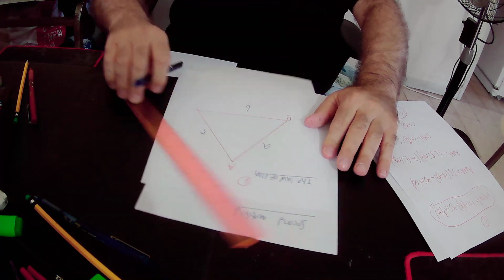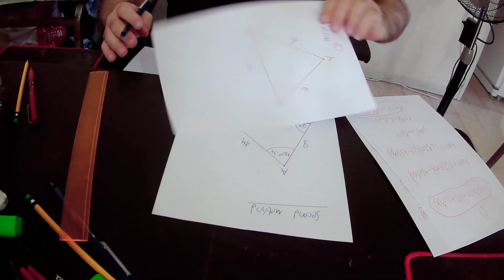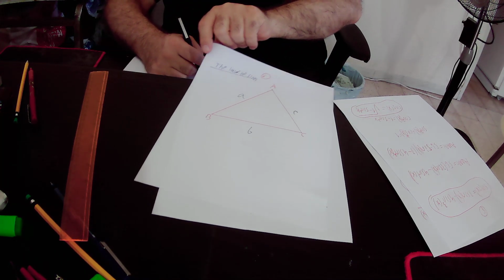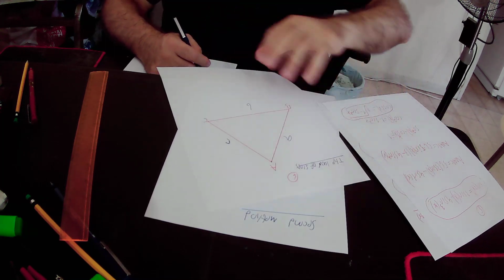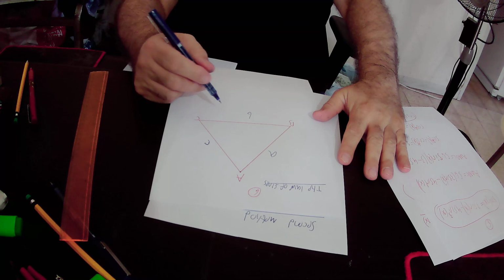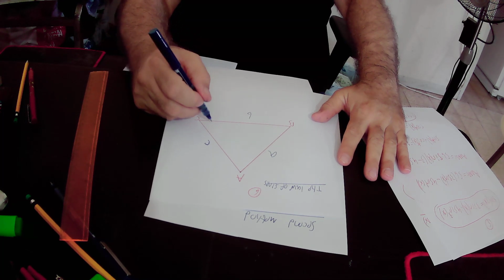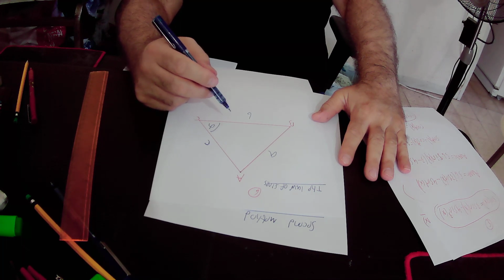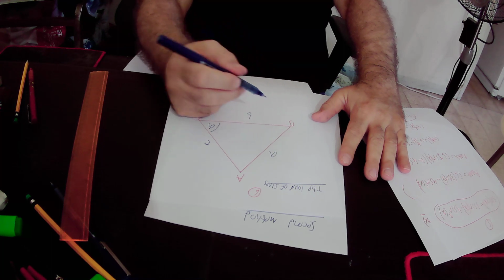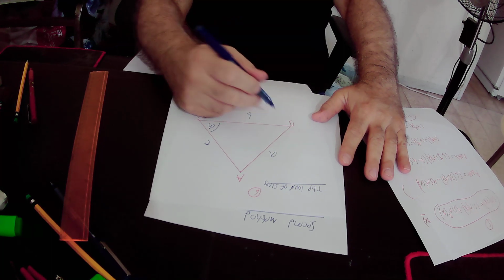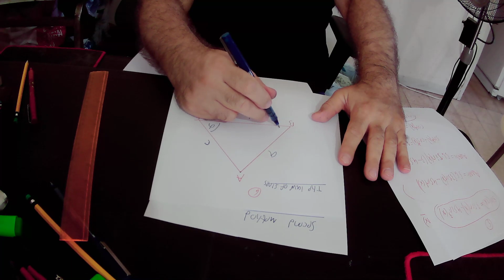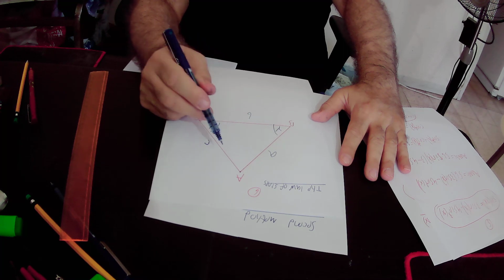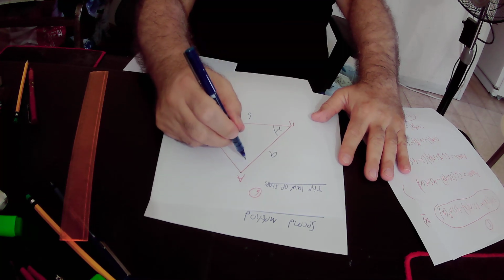Okay, that is the law of sines. According to the law of sines, we know that the angle between BC and AC is alpha, and the angle between BC and AB, this is angle gamma, and the angle between AB and AC is beta.